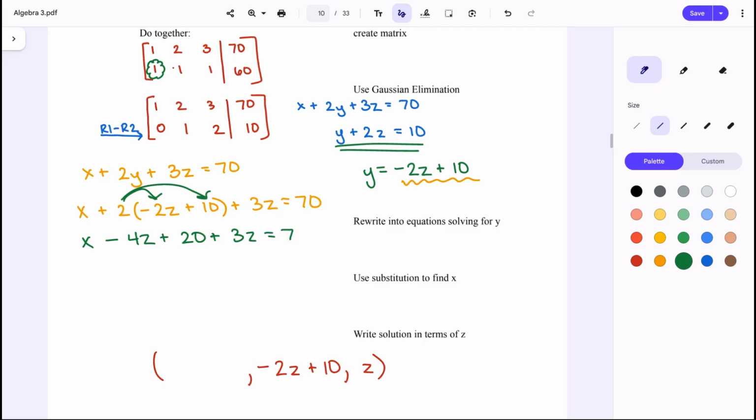Good. And then I just want to solve this for x. So I want to move everything to the other side, my z terms and my numbers. You might also want to combine things together. Maybe you're seeing I can put this negative 4z and this 3z together. What would those become? Yeah, negative z. So you'd have x minus z plus 20 equals 70. If you solve that for x, what's it going to end up saying?